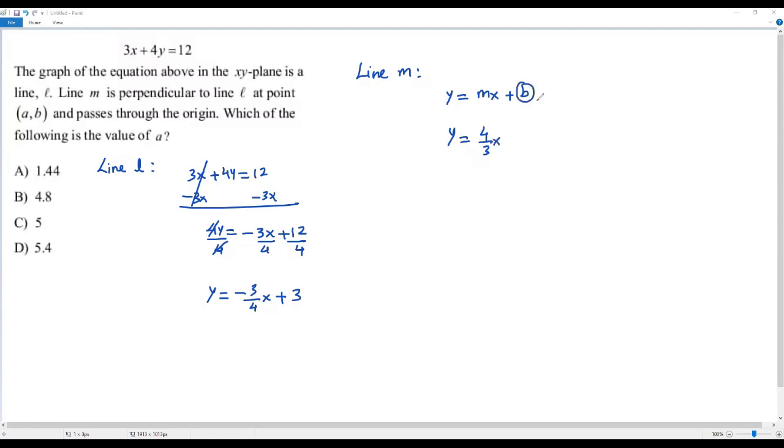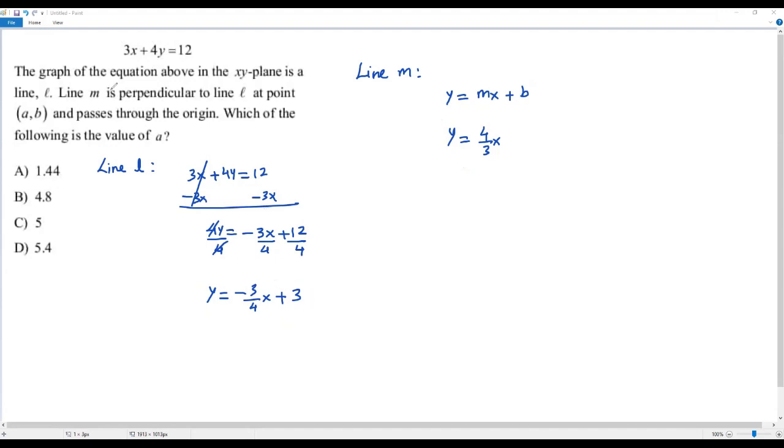And what does this b represent? This b represents the y-coordinate at the y-intercept of line M. There is information that line M passes through the origin. Since line M passes through the origin, the y-intercept of the line is the origin, that is (0, 0). So in that y-intercept, the y-coordinate is 0. So this 0 is the value of b over here. When I plug in 0 for b, I'll be getting 4/3 times x + 0. But it's not required. Now we got the equation of line M. Already we have the equation of line L.